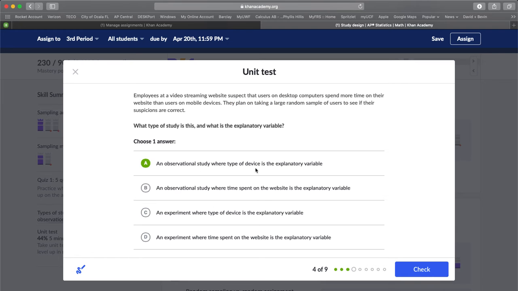the type of device. In other words, they're trying to see if what type of platform they use dictates the time. So whether you're on a desktop or a mobile device will dictate the time you spend. So the time is actually the response variable, and we expect what they're watching on to be the explanatory variable.